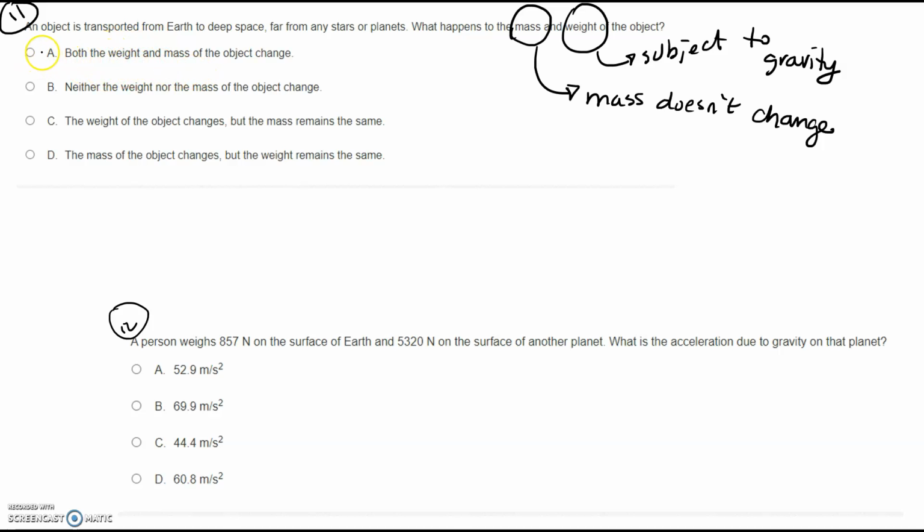Both weight and mass change. Nope, because the mass doesn't change. Neither the weight nor the mass change. That's not correct because I know gravity changes. The weight of the object changes, and the mass remains the same. So it's this one right here.